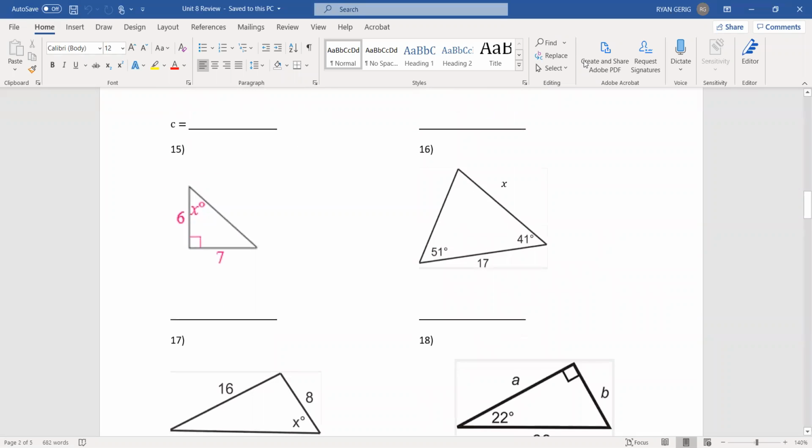15 and 16. 15 is just finding an angle again. Hopefully you're good on finding which trig function to use, but tangent of x. By the way, if you're not good at that, go back to the previous problems and watch those again. All right, so x equals inverse tan of 7 over 6. So 7 divided by 6 is 49 degrees. Okay, done with number 15.